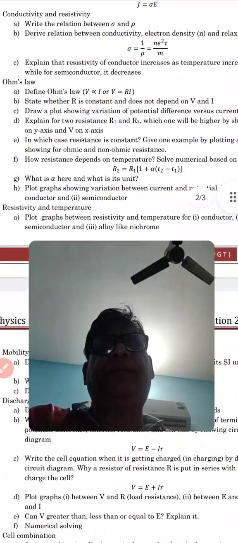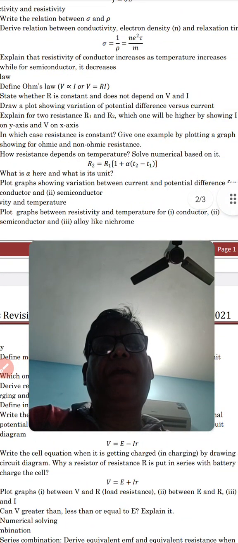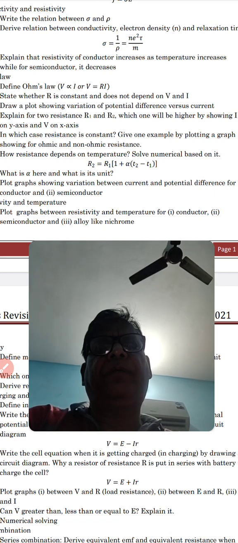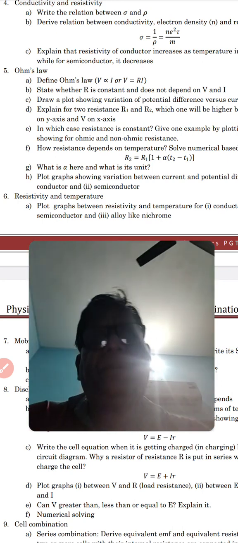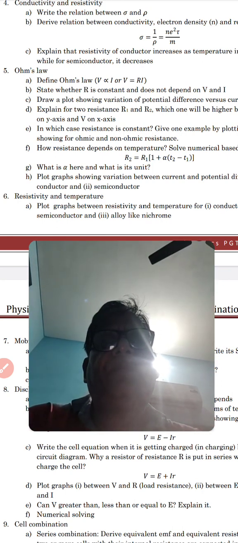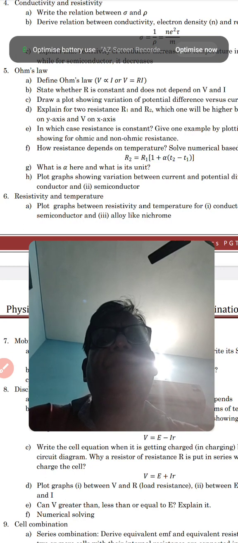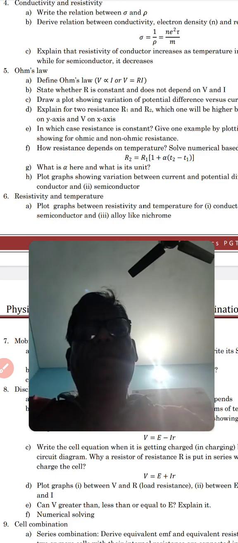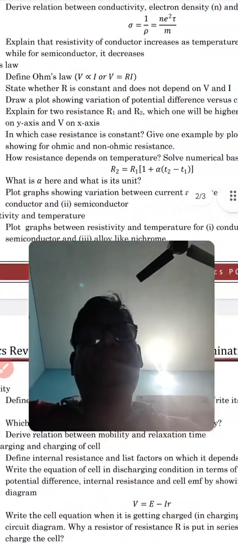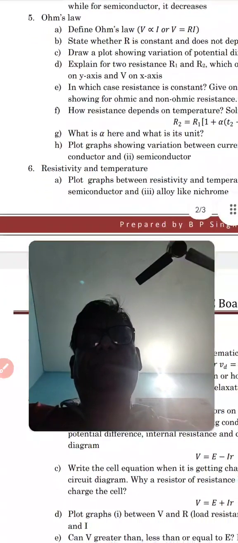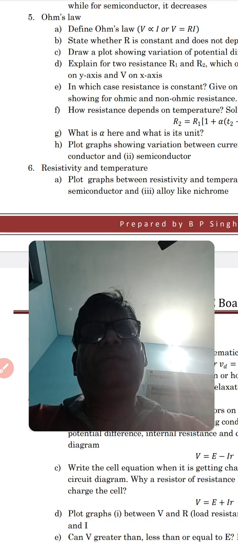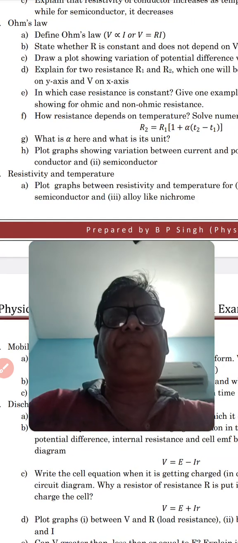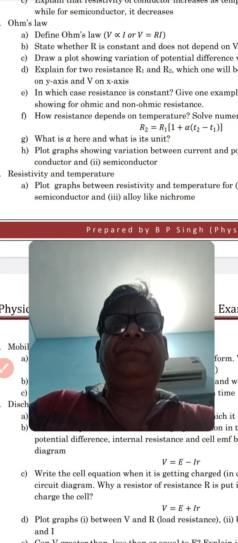How resistance depends on temperature, and a very important numerical based on this. So say at temperature T1 resistance is R1 and at temperature T2 resistance is R2. So R2 equal to R1, 1 plus alpha T2 minus T1. Now what is alpha here and what is its unit? Alpha is the resistance temperature coefficient and its unit is per degree Celsius or per Kelvin.